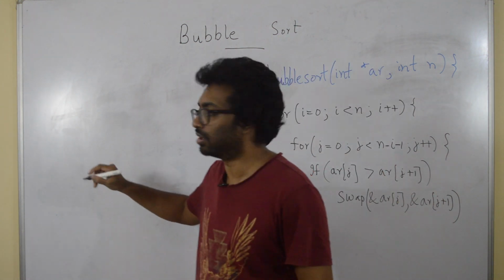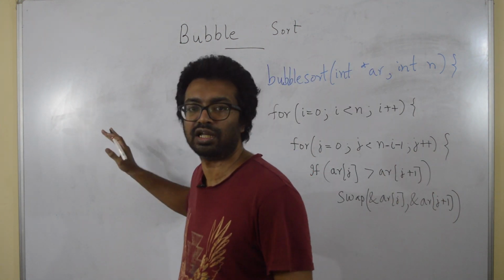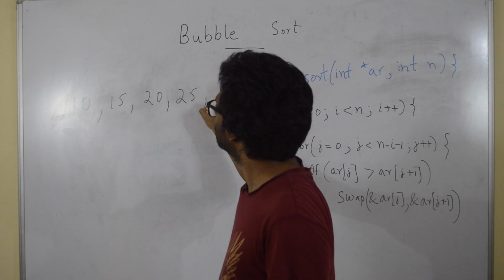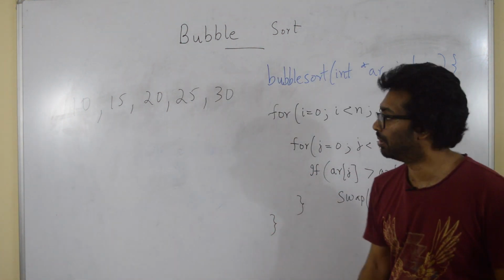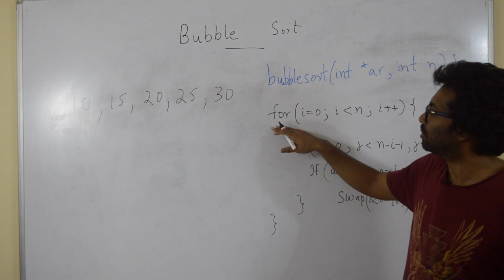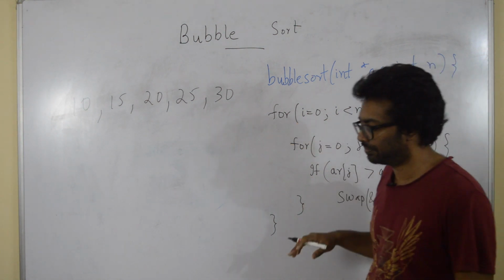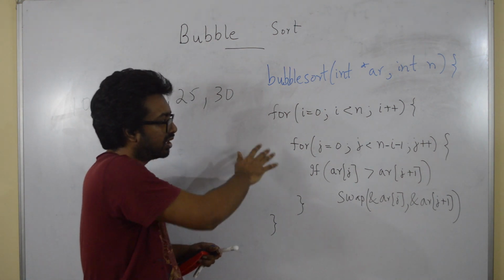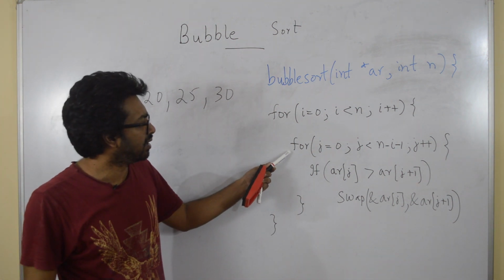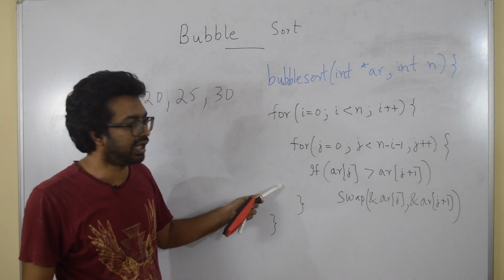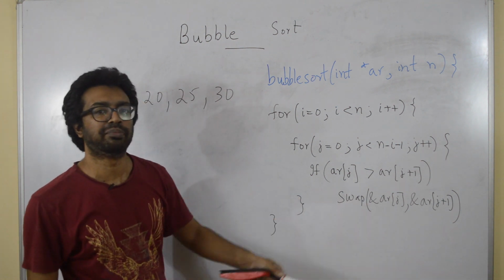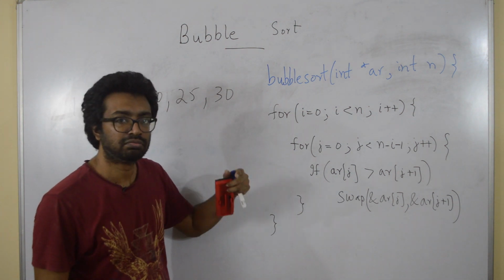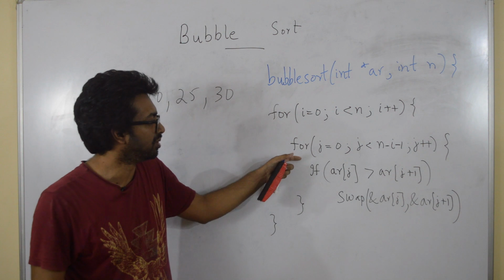So let's consider the following numbers. The numbers are actually in sorted order, so let's say 10, 15, 20. The bubble sort is now going to go through. It starts with i equal to 0, and it goes through the entire array in the first pass without making any swap, because it's all in order.